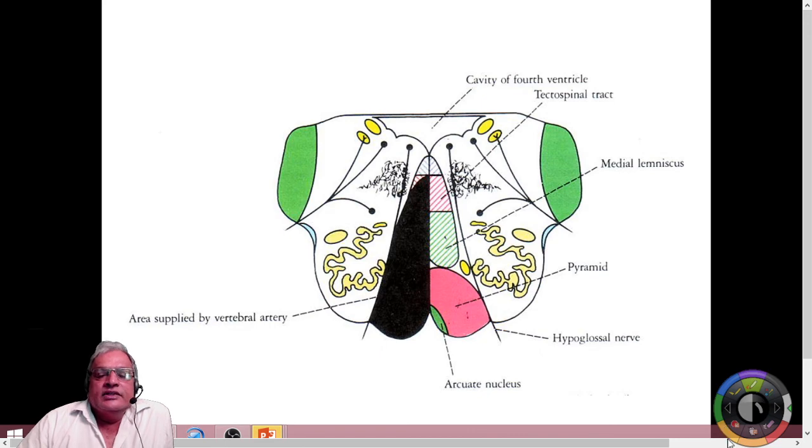In this case, you see that this area here is blackened out. See, this is the area supplied by the vertebral artery. It is blackened out. And you can see that the pyramidal tract is not to be seen. The medial lemniscus is not to be seen. The tectospinal tract is affected, as well as the arcuate nucleus. And also the hypoglossal nerve is affected.